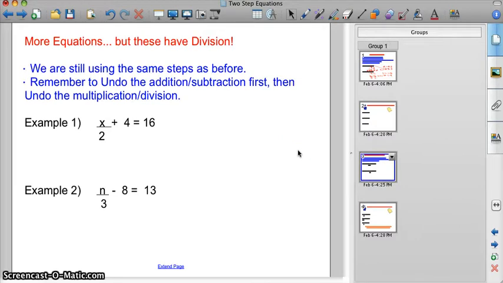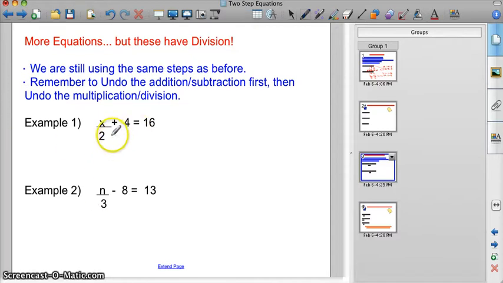Now that you've done those practice problems, we will try a couple more practice problems. These are still 2-step equations, but these equations have division in them. Notice the x is divided by 2 and the n is divided by 3 instead of multiplied like the other equations. Sometimes we struggle with division, so I thought we should go over these separately. We're still going to use the same steps as before, and we're still going to undo the addition and subtraction part first, and then undo the multiplication, or in this case, division. Let's try the first practice problem.